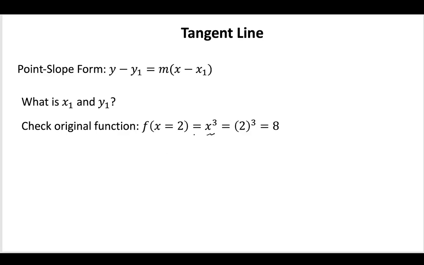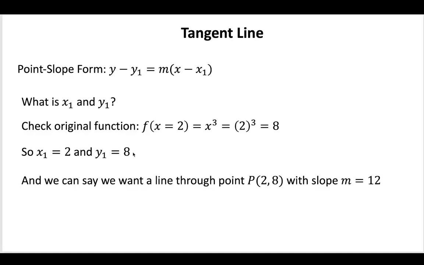So we evaluate at x equal to 2, and the evaluation of the function is 8. And so that gives us x1 is 2, and y1 is 8. So this is a point, (2, 8), that our line must pass through. So our tangent line must pass through this point. This is the point where it's tangent to our original function of x cubed. And so we can say that we want a line through point (2, 8) with slope of 12.